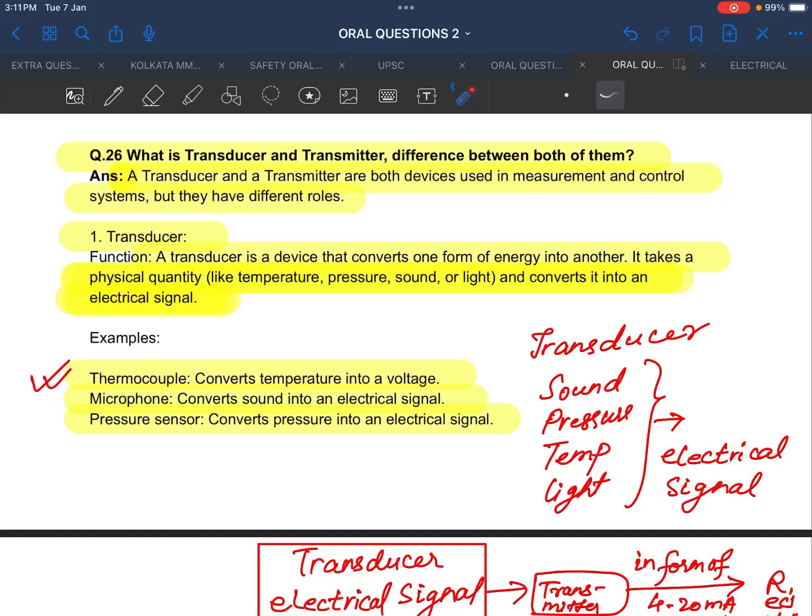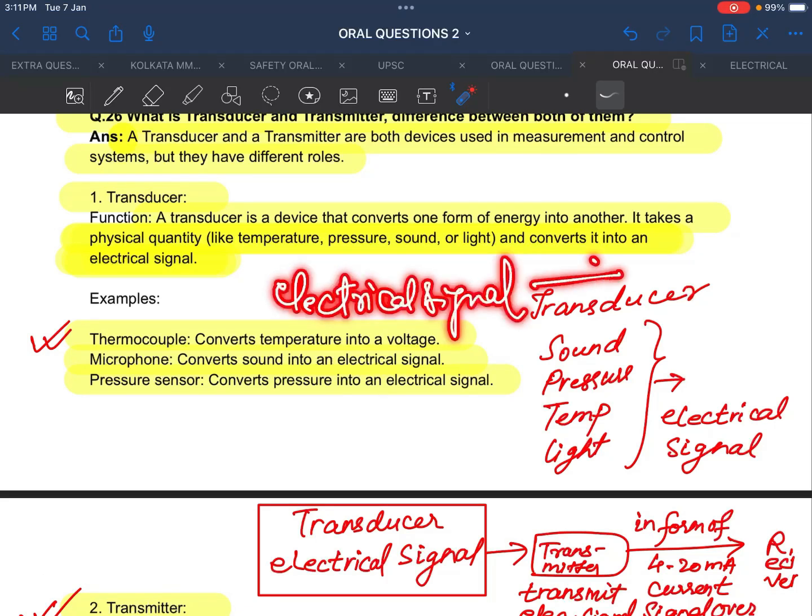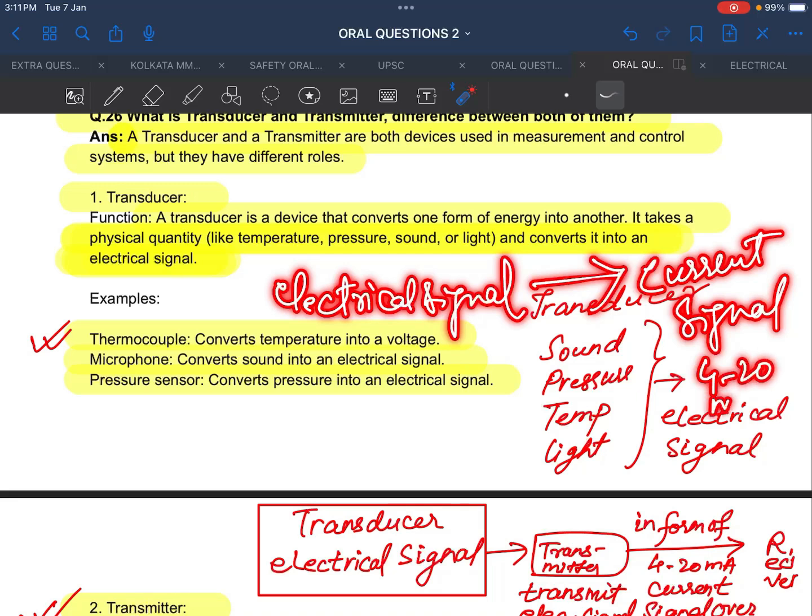And what is the transmitter doing? You can recognize it from the word itself: transmitter means transmit. The main purpose is to transmit. They convert the electrical signal coming from the transducer into a current signal of 4 to 20 milliampere. Okay, 4 to 20 milliampere.